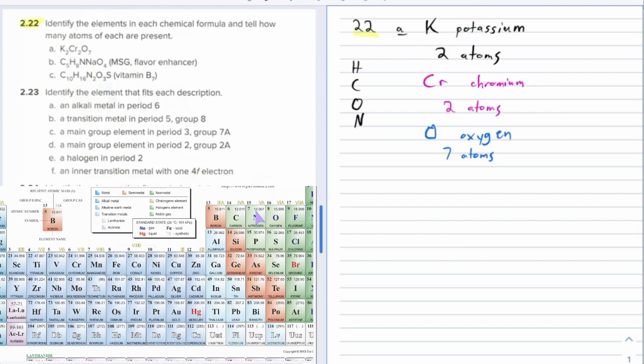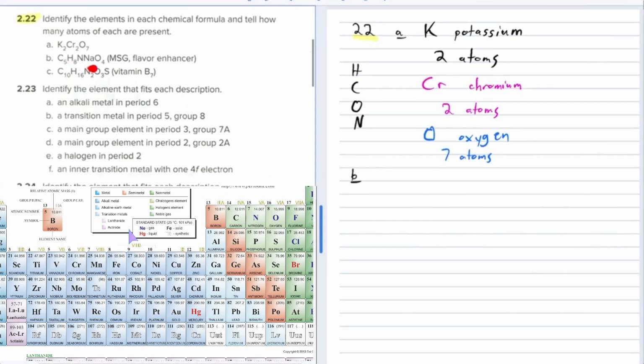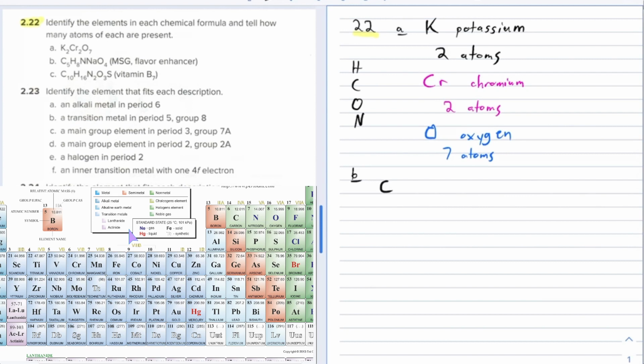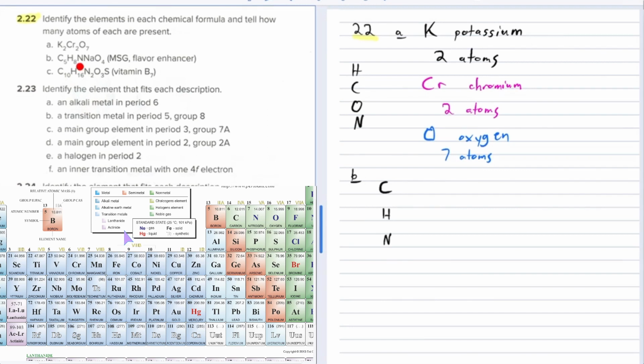So B. Okay, we'll do one more of these. B has got a bunch of elements in there. So you got C. Here you got C. You got H. I'll just do all these in black. You got N. All right, and here you got N, and then this is not another N. This is Na.